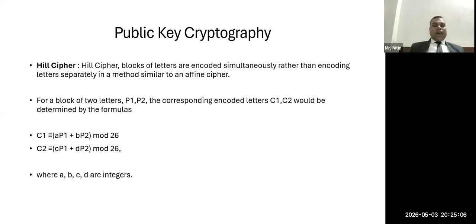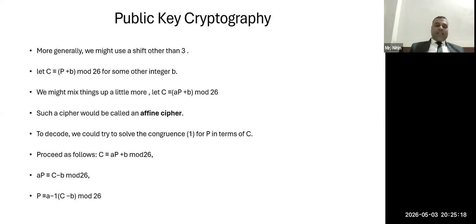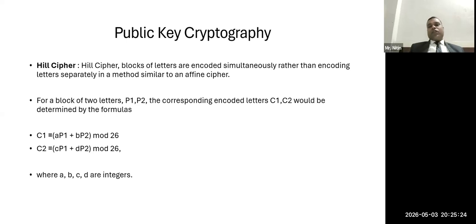Here, blocks of letters will get encoded simultaneously rather than encoding the letters separately. So here in the affine cipher, we have encoded single letters, right? Single letters. But in the Hill cipher, we are going to replace blocks of letters. Okay. So that is called the Hill cipher.